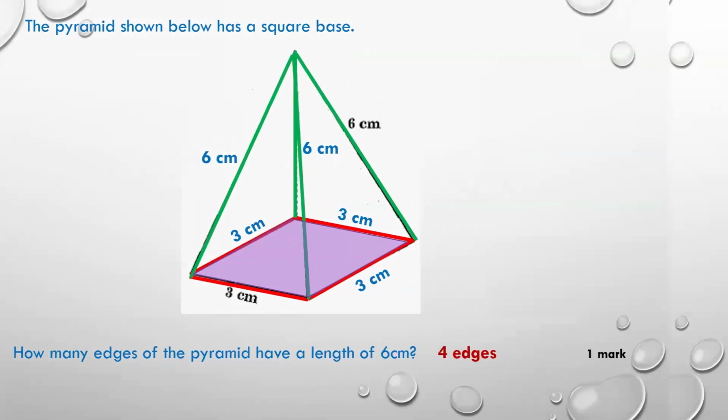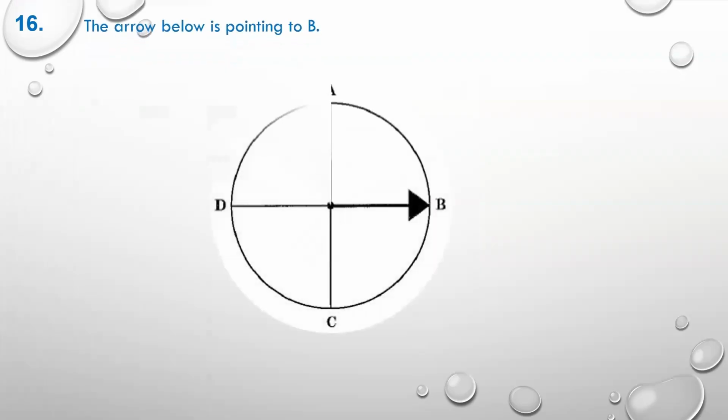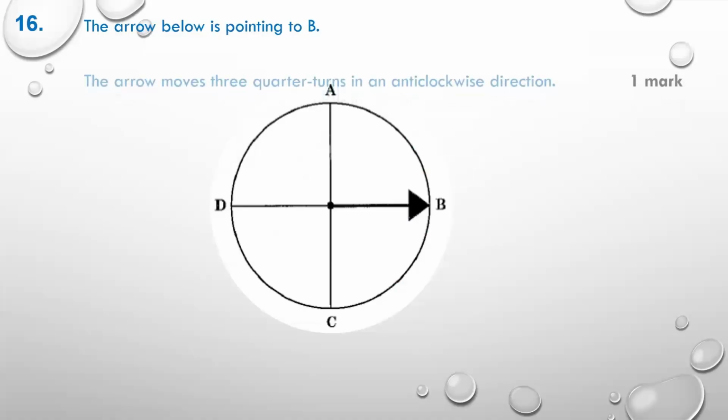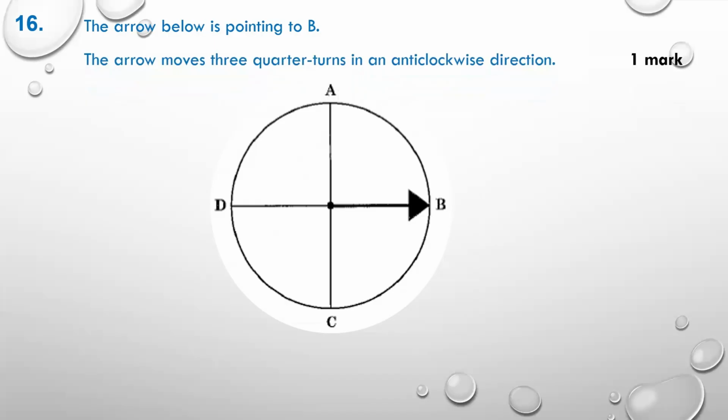Right? Let's go on now to number 16. And in this question, it's saying that the arrow below is pointing to B. And we can see that. The arrow moves 3/4 turns in an anti-clockwise direction. Let's think about that. What do we mean by anti-clockwise? Now, some of us have watches on, right? And if we are getting watches, make sure we have analog watches rather than digital. It will help us. So look at how the hands move. They move from B, it would be moving to C. That's the way a clock normally moves.